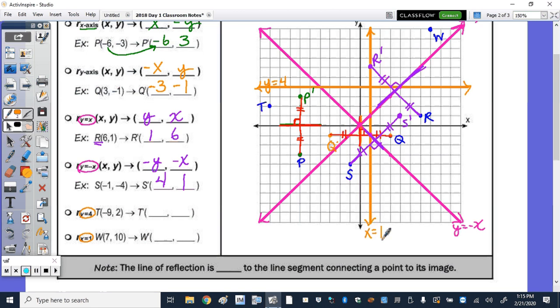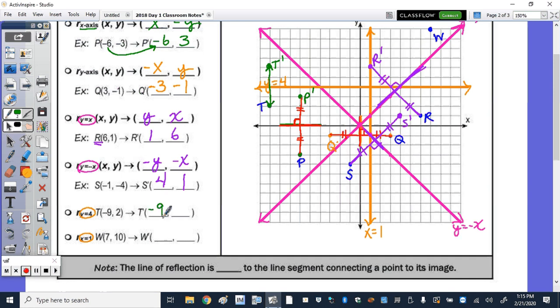All right, our last two points. I'm going to grab green this time. First, we're going to take T. So T is right here. So from y equals 4, we go down 2. So we go up 2, and we're here, T prime. Notice that we didn't move left or right. So the x value is going to stay the same at negative 9.